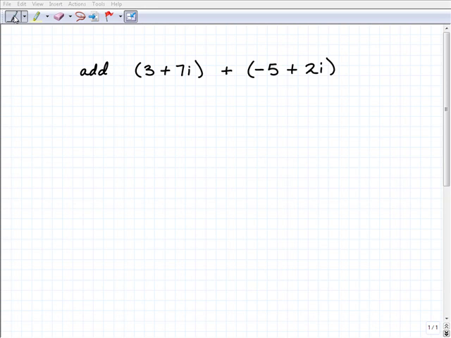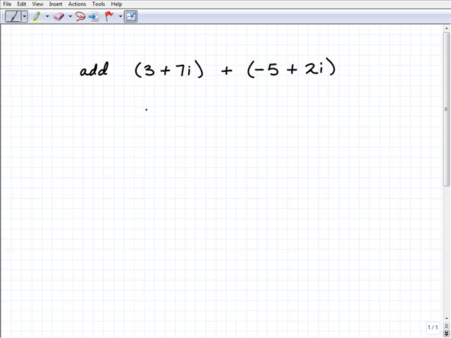Hello, and what we're going to do in this video here is we have two complex numbers and we want to add them. So sometimes students mistakenly use the term complex number for imaginary number. There actually is a subtle difference. Let me just explain this very briefly, then we'll do the problem.